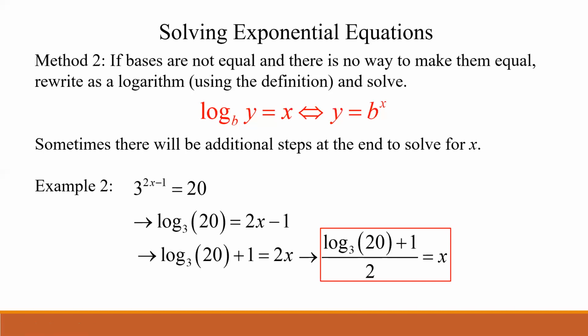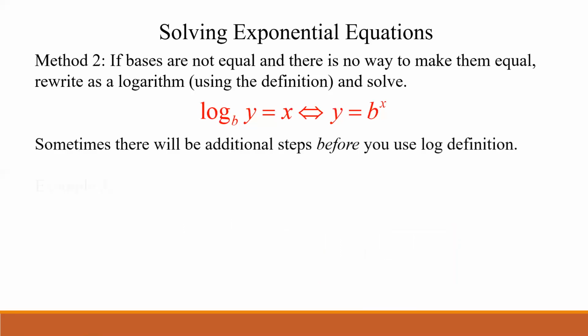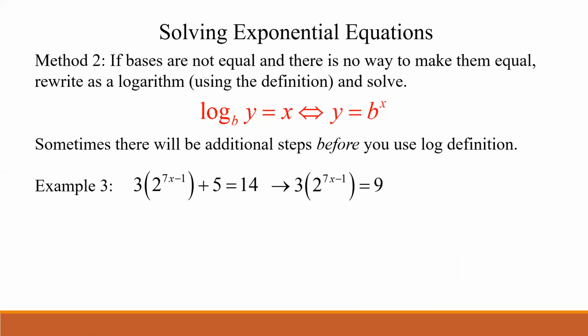Let's take a look at another example. Now, sometimes you may have to do some stuff before you use the definition. We'll take a look at this one. I can't use the definition until I've isolated the exponential part. So the first thing I've got to do here is subtract 5 from both sides, and then I've got to divide by 3. Once I'm there, now I can use the definition.